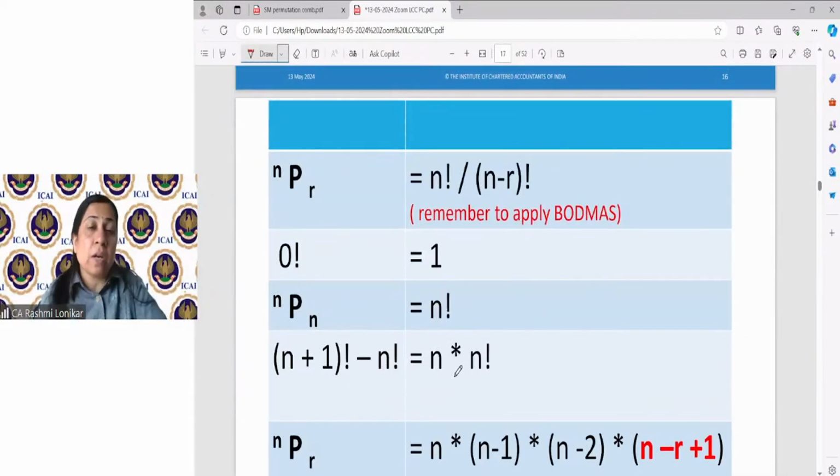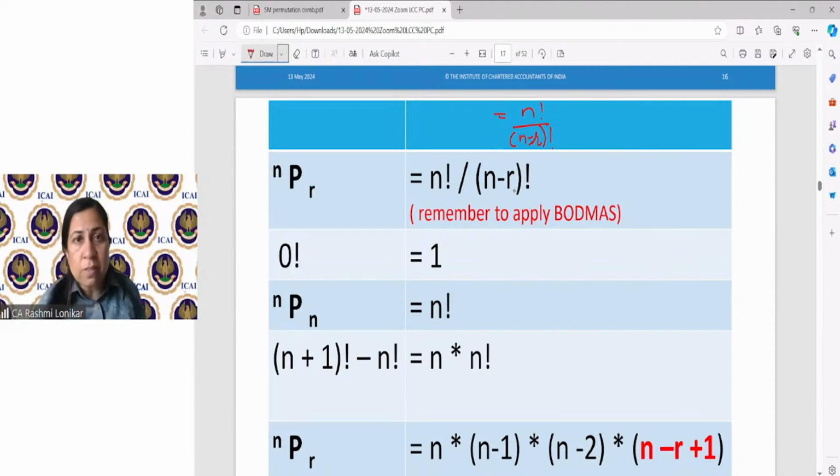Now, why I have written this in red is, please remember, we will always follow BODMAS. The formula is n factorial upon (n minus r) factorial. What is the formula? n factorial upon (n minus r) factorial. While writing or speaking, I will not say into bracket, but you already know in BODMAS what should be solved first? The bracket.